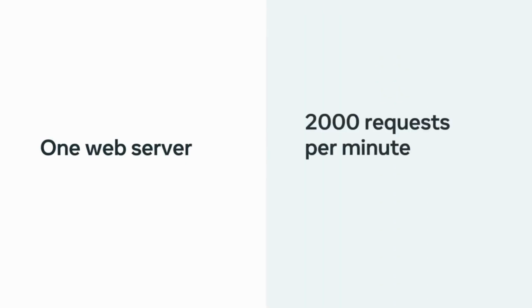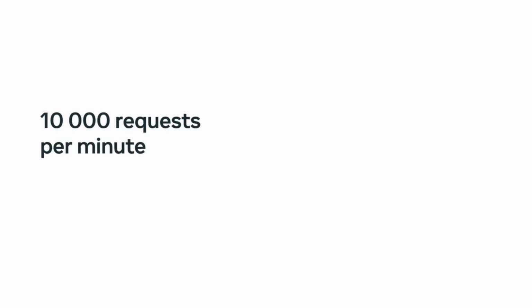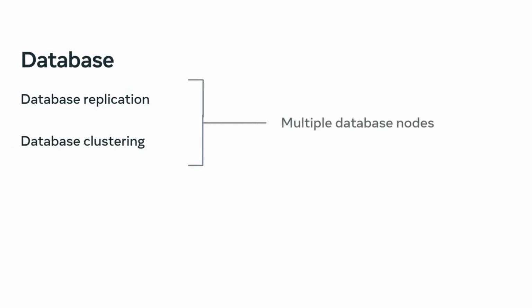For example, if one web server can handle 2,000 requests per minute, to withstand the load of 10,000 requests per minute, you need to add 4 extra nodes to the web server. So 5 nodes will be capable of handling 10,000 requests per minute without any issues. The same thing goes for the database. You can use database replication or database clustering to create multiple database nodes as the load grows. And when the load returns to normal, you can remove those nodes again.